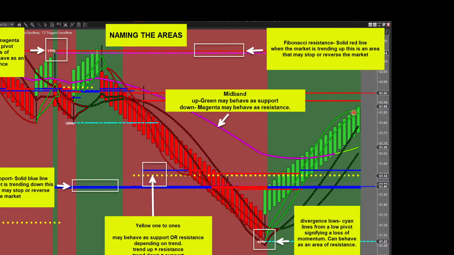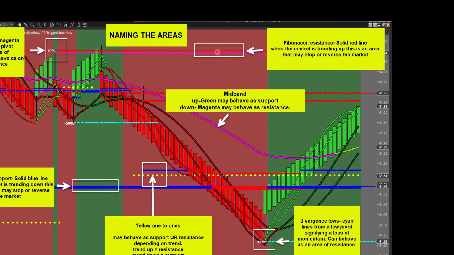Learn their names. There's divergence highs. These are the magenta lines, and they print off of a pivot. What it signifies is a loss of momentum. So if the market goes up and then back down, this magenta line says, hey, guess what? There was a loss of momentum right at this number. And that line becomes kind of a line in the sand for the opposing forces.